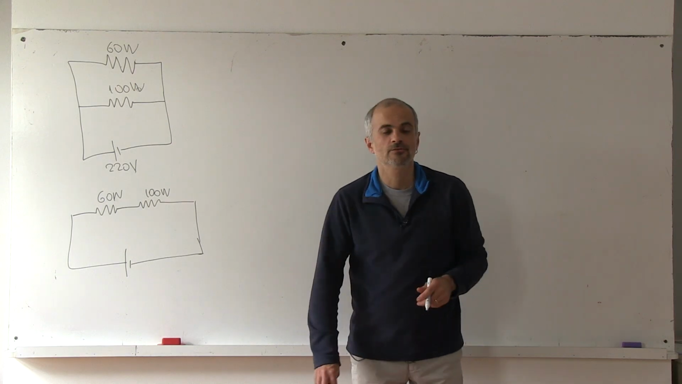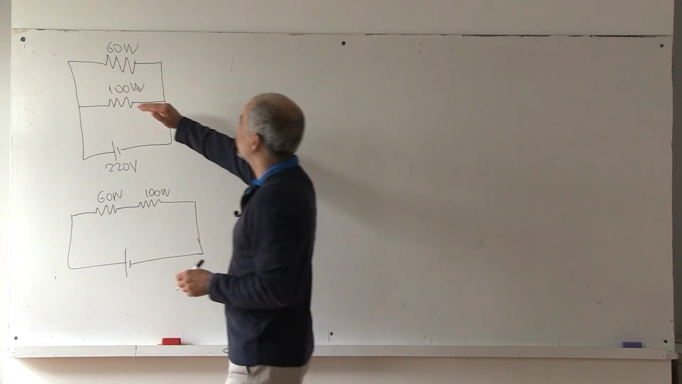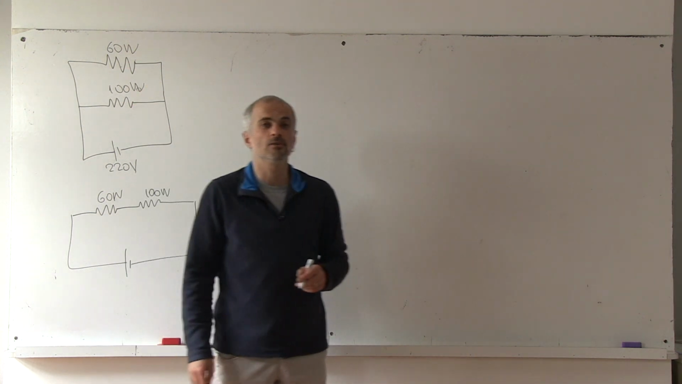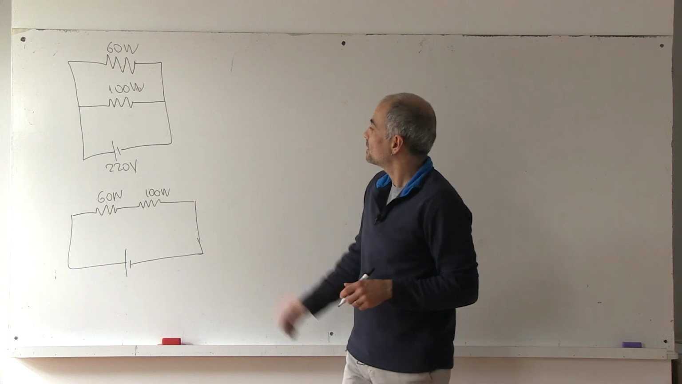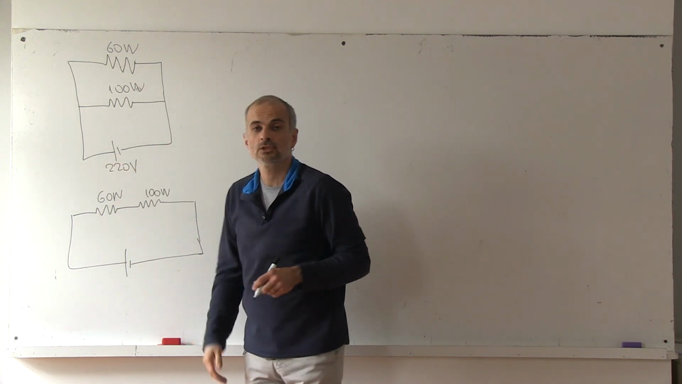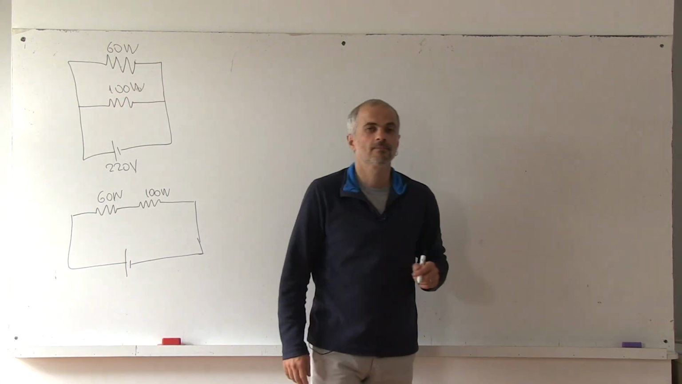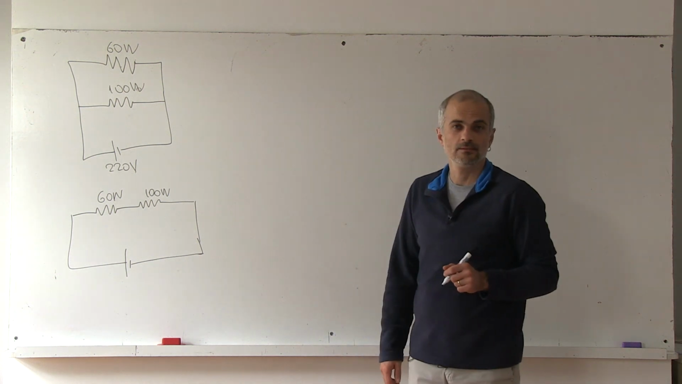Now let's consider an interesting case. We have two light bulbs. One is rated at 100 watts and the other one is rated at 60 watts. And we connect them to an EMF source of 220 volts in parallel and then in series. Which one will be brighter in each case?